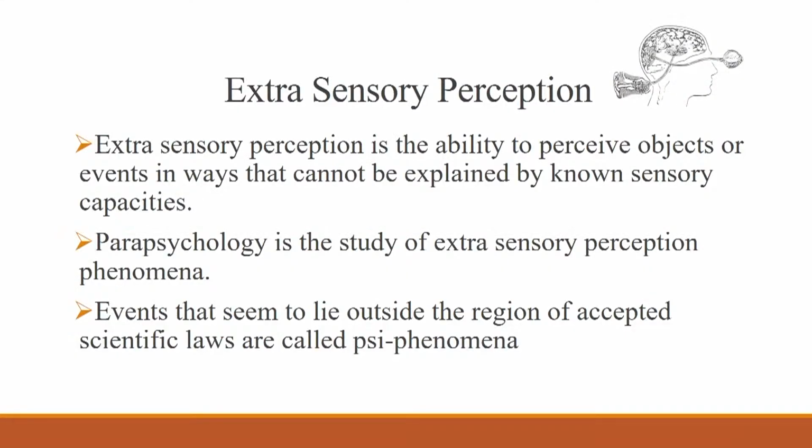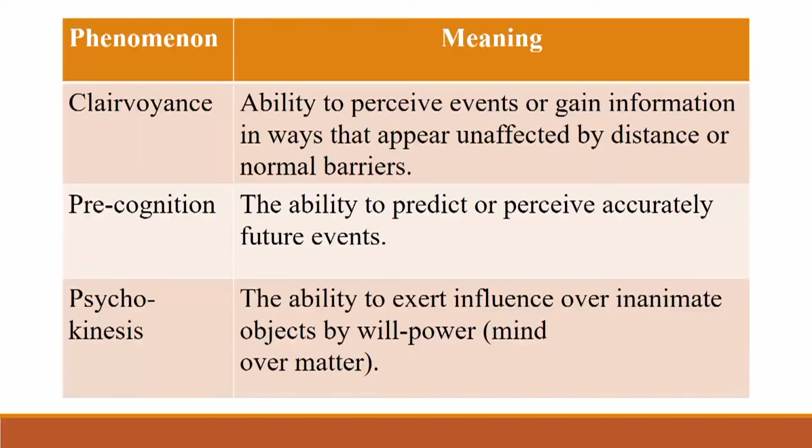Then we have extrasensory perception. When we talk of extrasensory perception, it is a little controversial topic because some psychologists believe it to be true and others ignore its presence or don't accept that it exists. Parapsychology is a field which tries to study extrasensory perception, and there are certain phenomena which come under this category, for example, precognition, clairvoyance or psychokinesis.